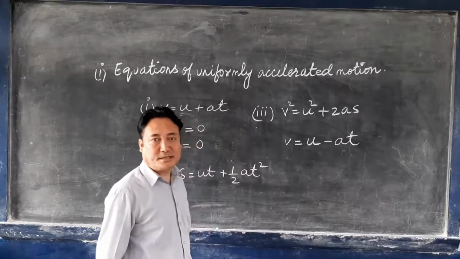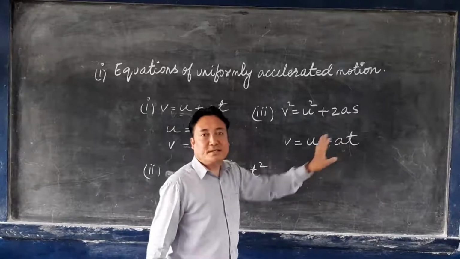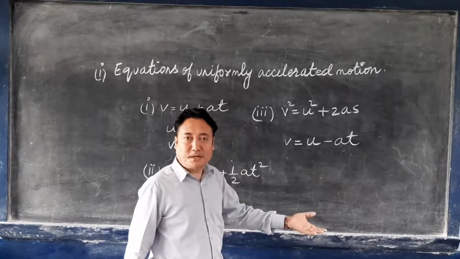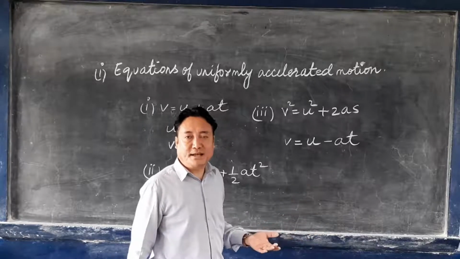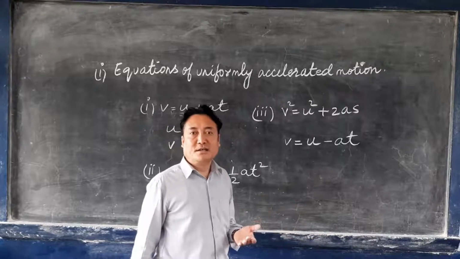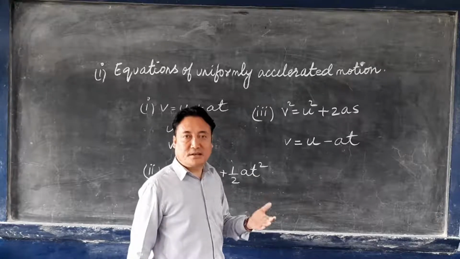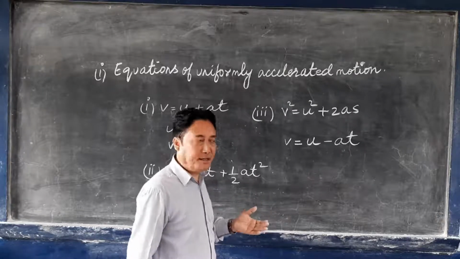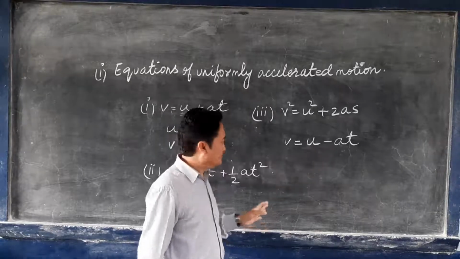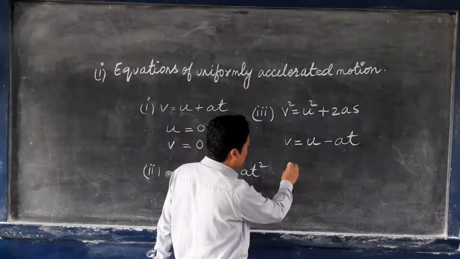V equals to U minus AT. Now, how is this minus A coming? Because retardation is produced. You know that retardation is known as negative acceleration. The symbol of retardation is minus A, and acceleration is small letter A and small letter minus A. So how does this equation come here?